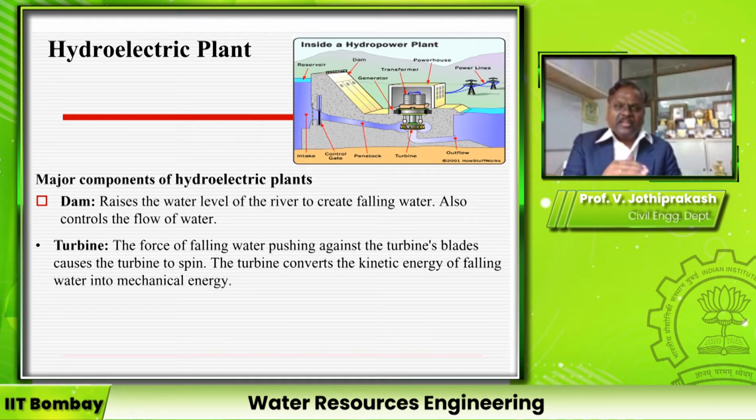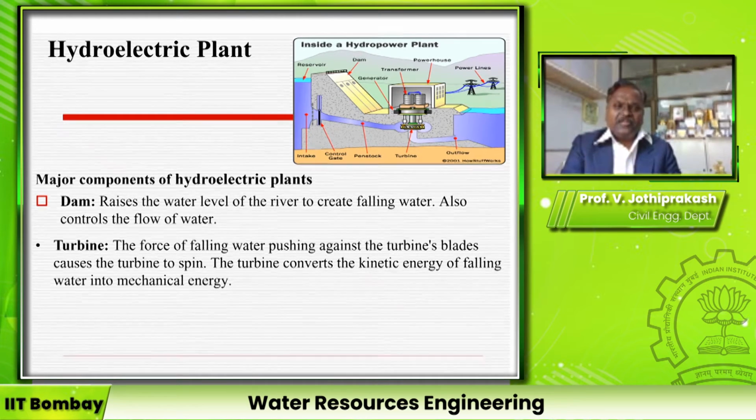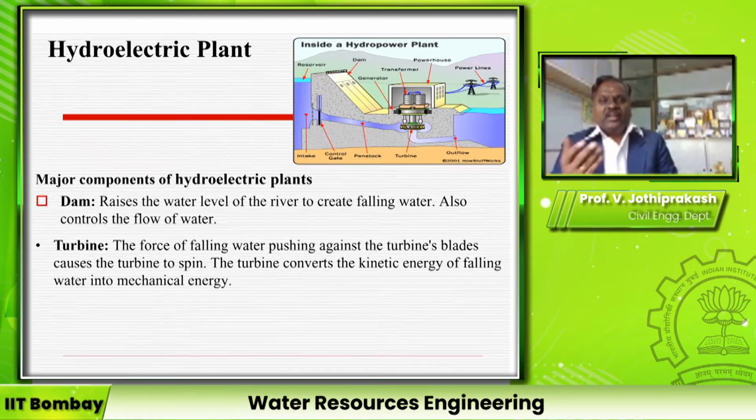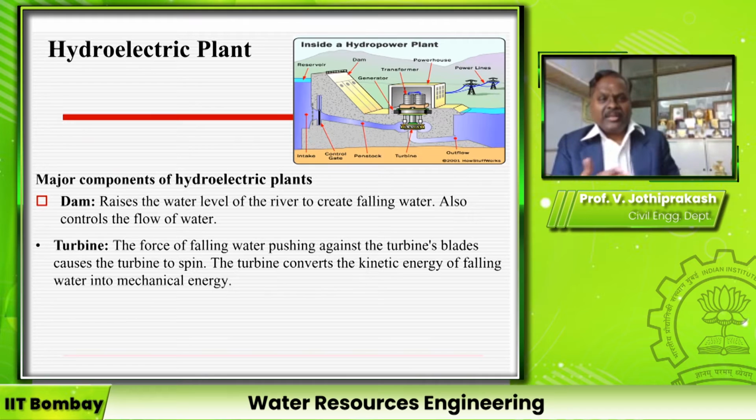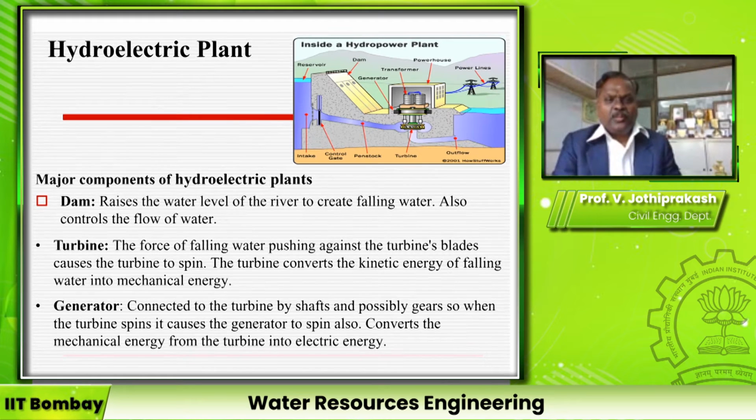A turbine and a pump: a turbine is the inverse of a pump. That means in a turbine, kinetic energy is converted into mechanical energy and then electrical energy. Whereas in the pump, it is the reverse. The electrical energy is converted into mechanical energy, and this mechanical energy is used to lift the water from a low level to a higher level, that is, hydraulic energy. So these are all the important components. The generator converts mechanical energy into electrical energy.